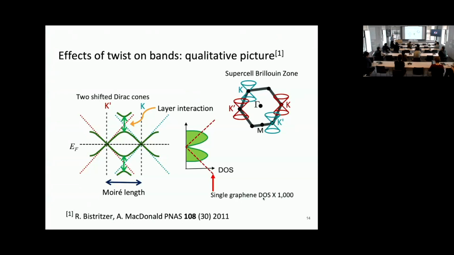Just to give you a sense of the comparison, the single graphene density of states, as shown here schematically by the dashed lines, has to be multiplied by roughly a factor of 1,000 in order to make it visible on the same scale. So this is significantly enhanced relative to the density of states of the single graphene plane.